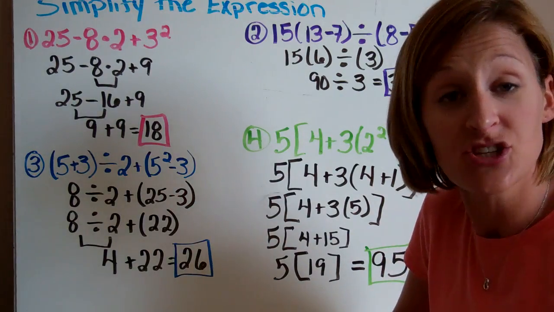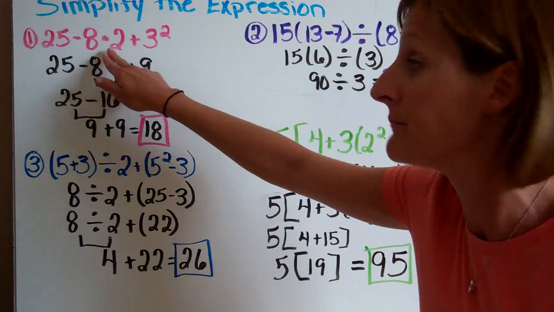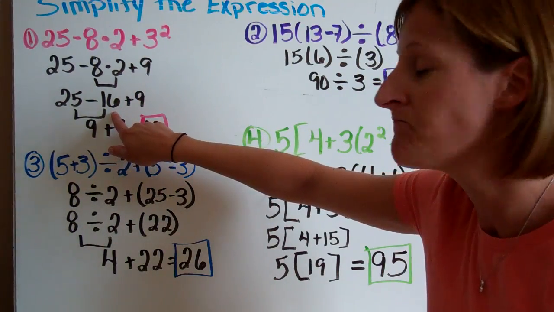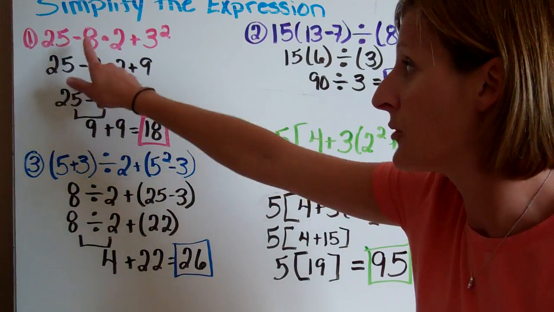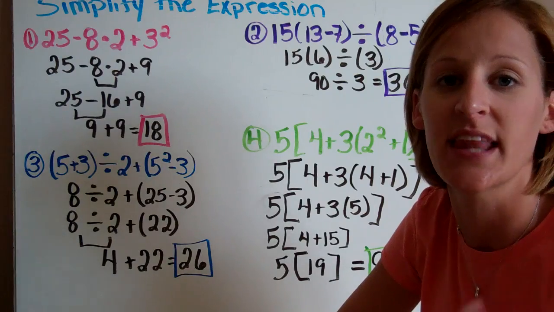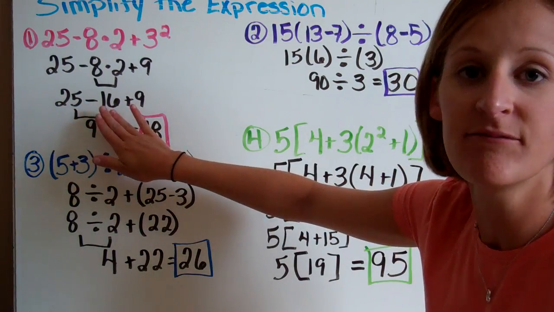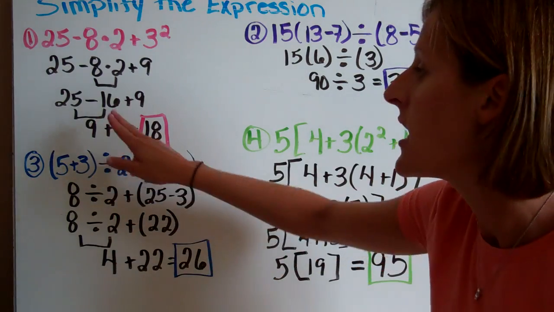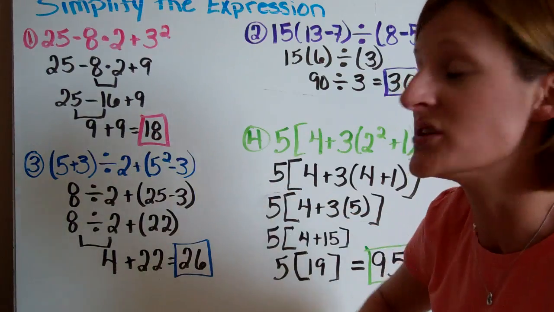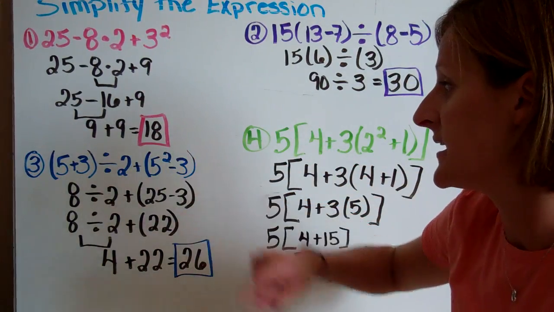Then we do multiplication and division left to right. The first one I come upon is 8 times 2. So you do 8 times 2, and that's 16. Bring down the plus 9 and bring down 25 minus. The next thing is subtraction and addition left to right. You need to do the 25 minus 16 first because it comes first. So you get 9, and then you need to add the 9, so your answer is 18. So your answer to this expression is going to be 18.